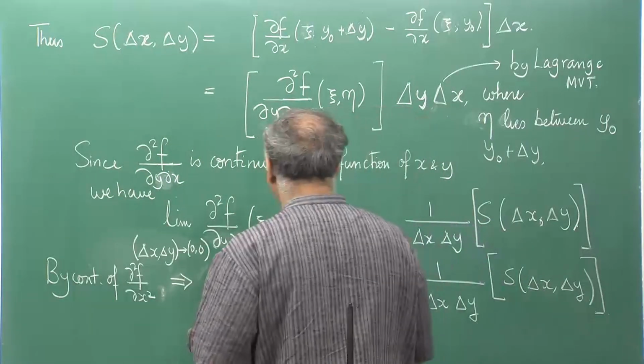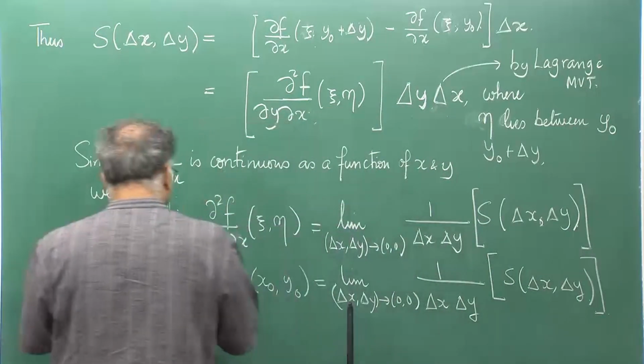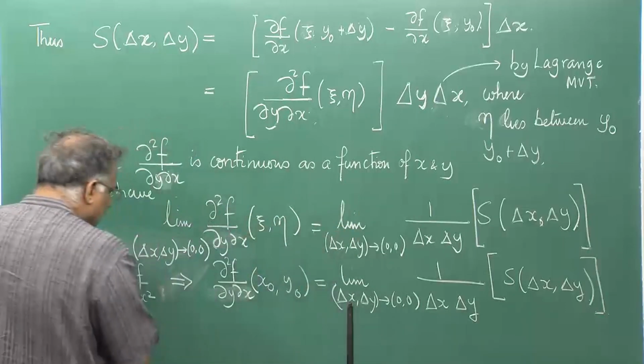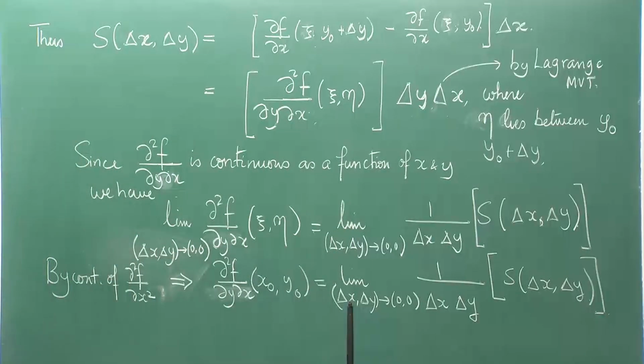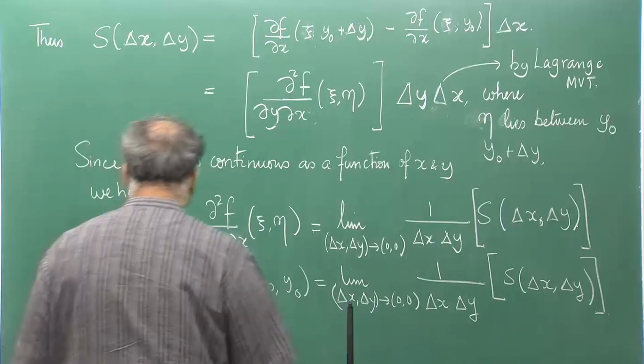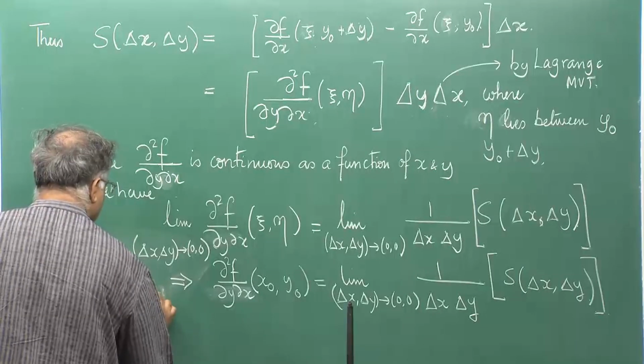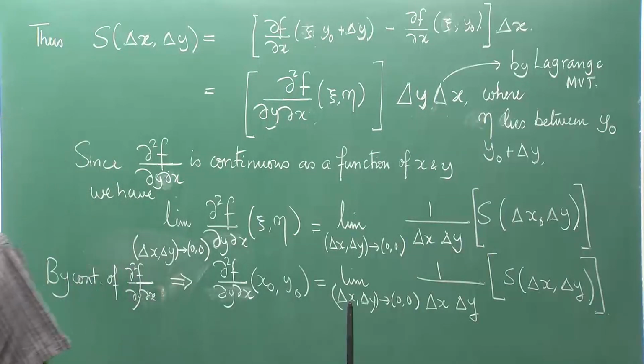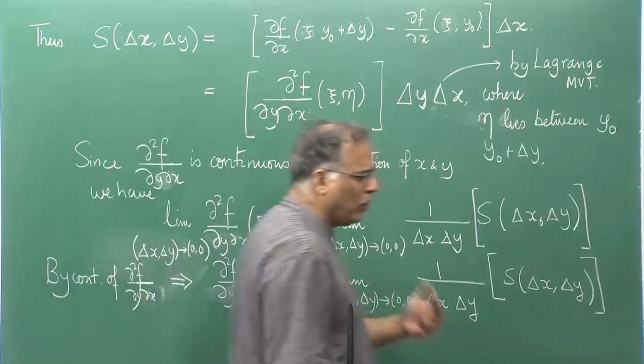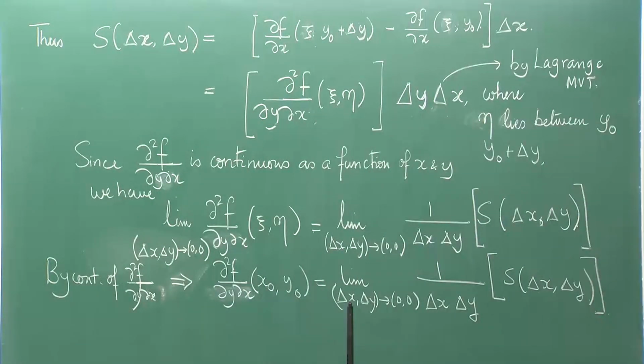Now, what I will do is take the limit on both sides as del x, del y tends to 0, 0. If you observe, this is del 2f del y del x. Where do xi and eta go when del x, del y is pushed to 0, 0?